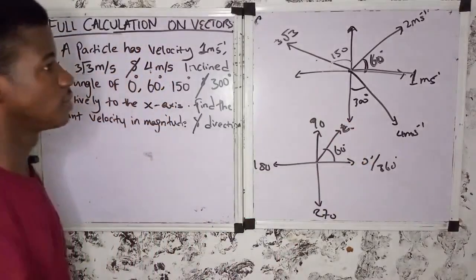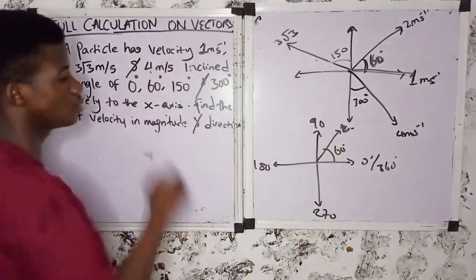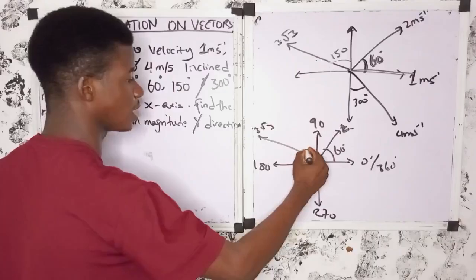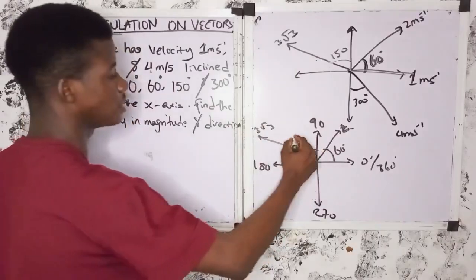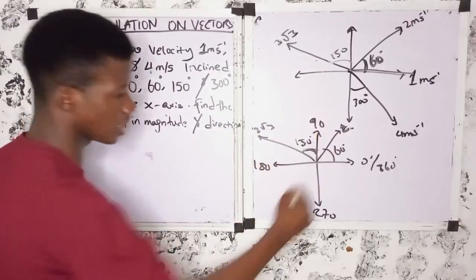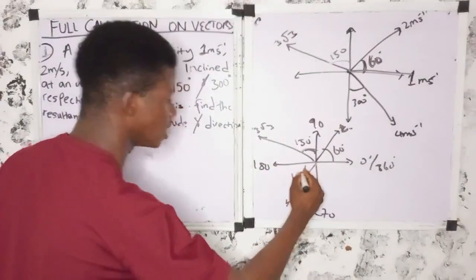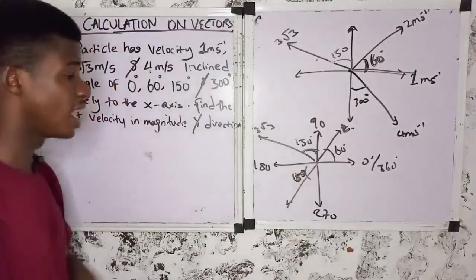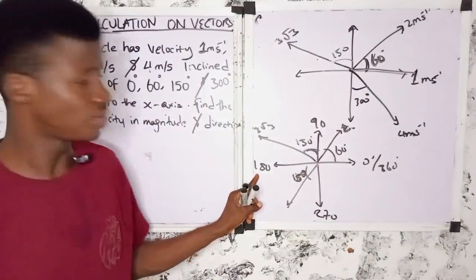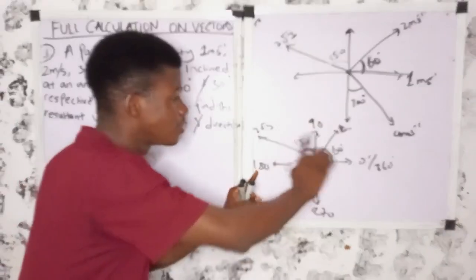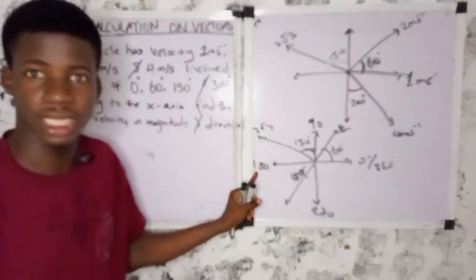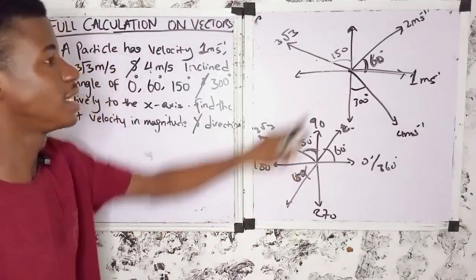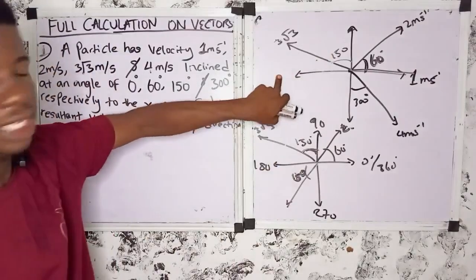Now, 150. The other one, 3 root 3, is inclined at 150 degree, right? I cannot go and put it here and say 150 degree. Do you know why? Because here is 180, and that tells you that 150 degree will be inside here, because 180 is bigger than 150, right? Yes. So that is why it's here, because we all know that here is 180.